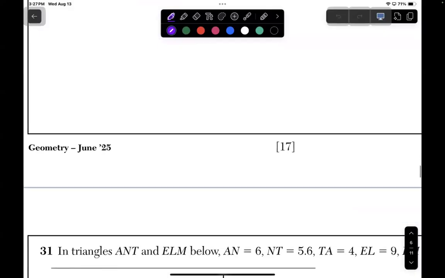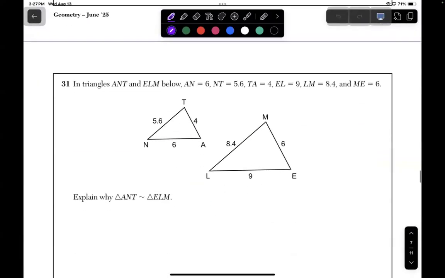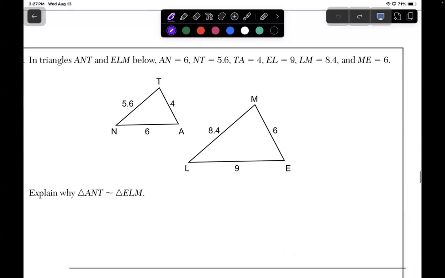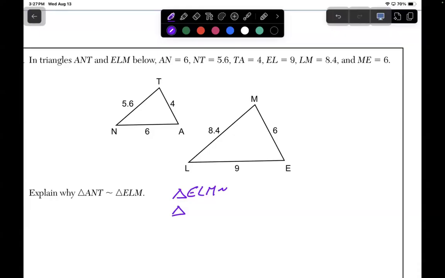Okay. And here we go. 31. Another similar triangle question. And we just have to explain why they're similar. We don't even have to really do much. So what I'm going to do, like I do every single time, is go ahead and stack the letters. Triangle ELM is similar to triangle ANT.